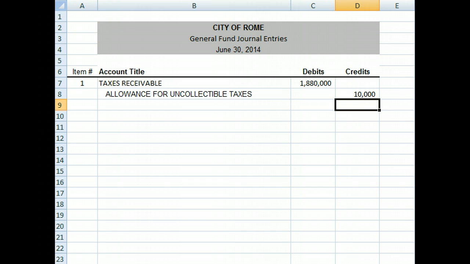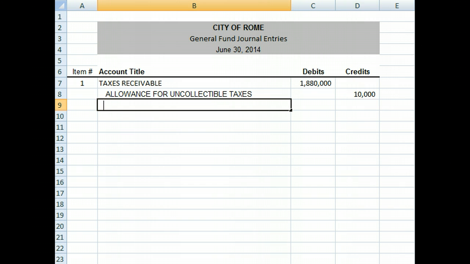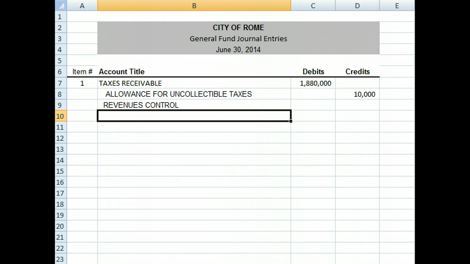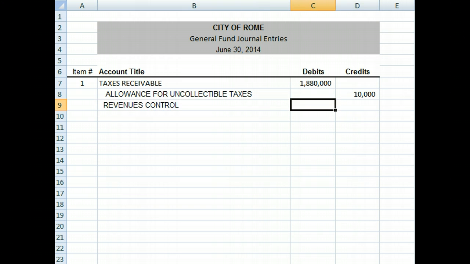When we do that, the difference is going to go to our revenues control account. The reason we use the revenues control account is that in the general ledger we always use the control accounts. Then in the subsidiary ledgers, we can detail out what makes up the revenues. In this case we have just the one, so it's going to be a credit for $1,870,000. So now we've handled the debit to taxes receivable.